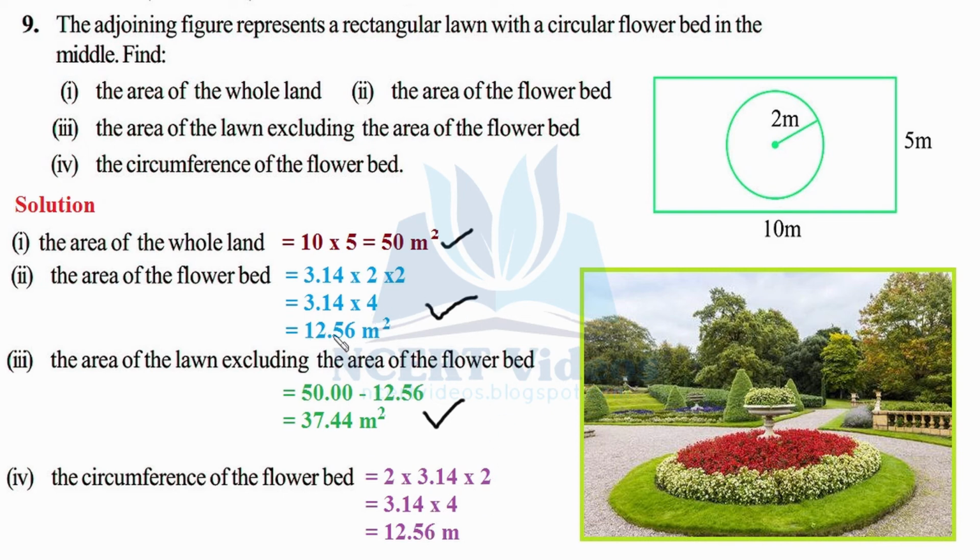So writing 12.56 meter. Now here it was meter square, here it is meter. Why? Because area is two-dimensional. Therefore meter into meter is meter square. But circumference is just a length, it is one dimension. Therefore 12.56 meter. That is the required circumference of this flower bed. That's 9th.